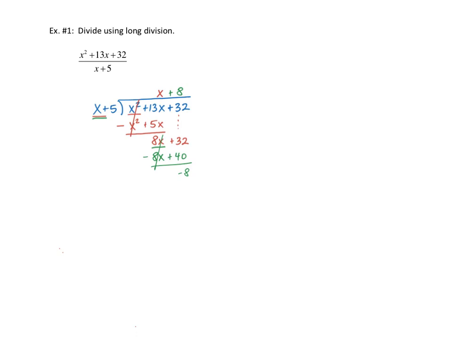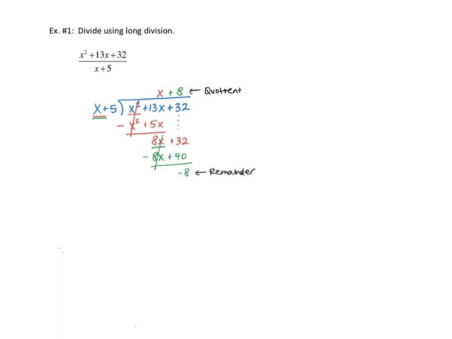So at this point, we've finished the long division process. This negative 8 at the bottom is called our remainder. The x plus 8 that came out up on top is called the quotient. So a couple different ways that we can write our answer.